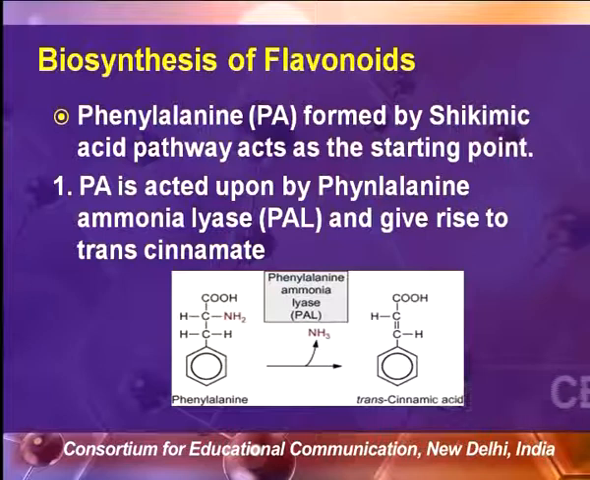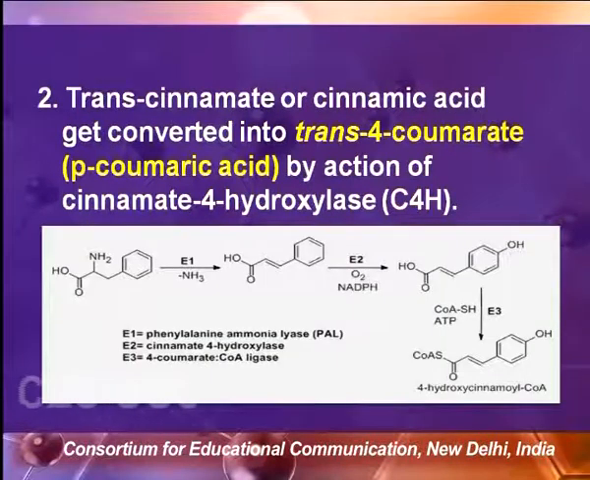And here you can see in the slide, the enzyme removes the ammonia group and it gives rise to trans-cinnamate or the trans-cinnamic acid. In the second step, this trans-cinnamic acid or cinnamate gets converted into trans-4-coumarate or para-coumaric acid by the action of cinnamate 4-hydroxylase. Now, as the name of the enzyme indicates, cinnamate 4-hydroxylase, it will add a hydroxyl group at the 4th position of the phenyl ring, as you can see in the slide.